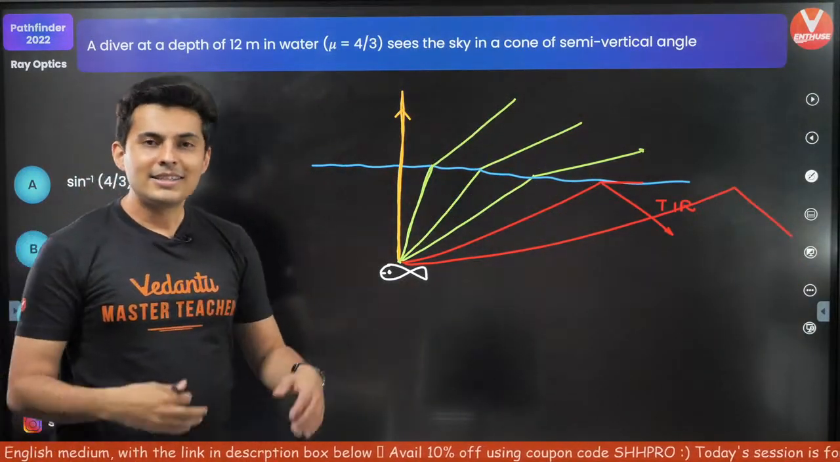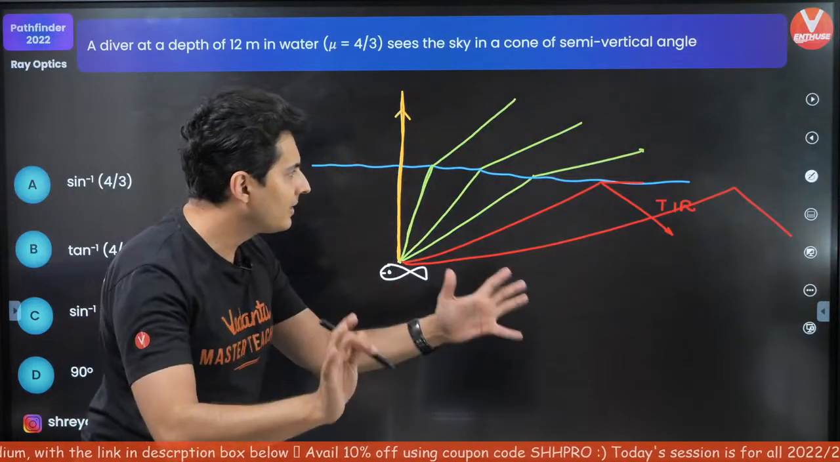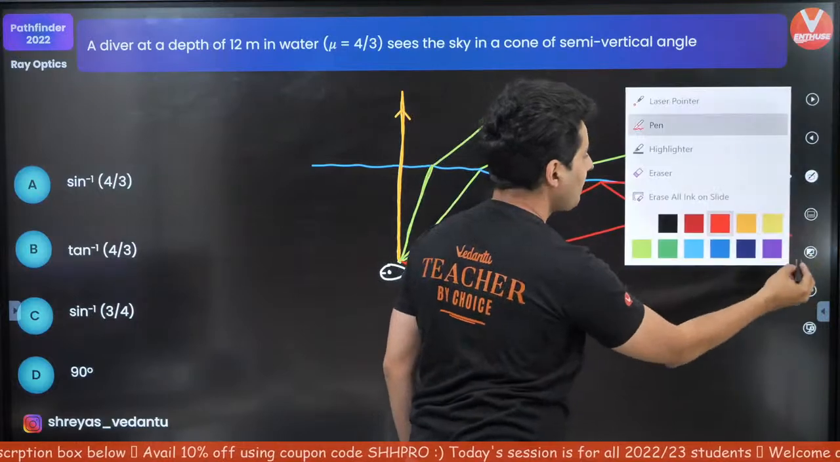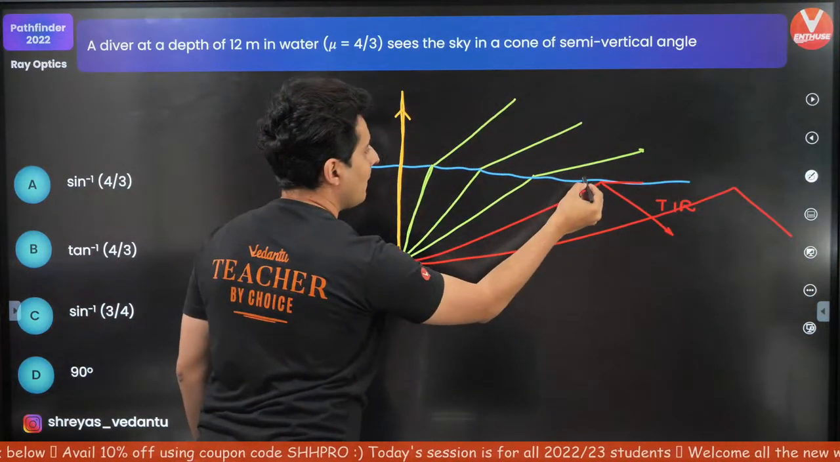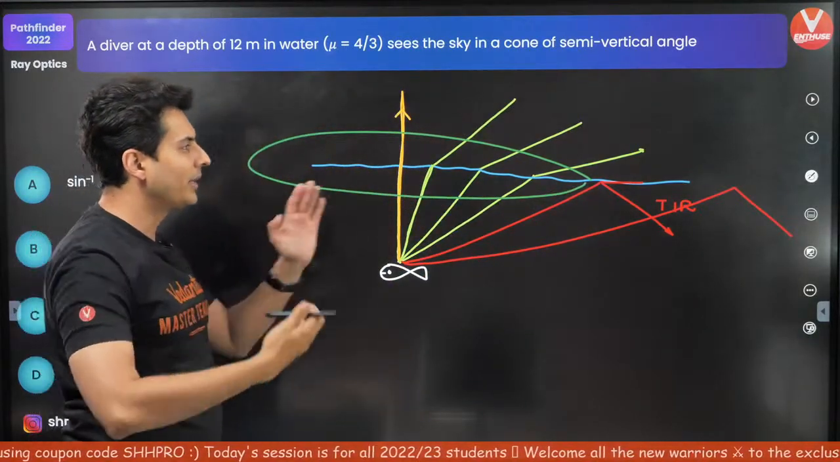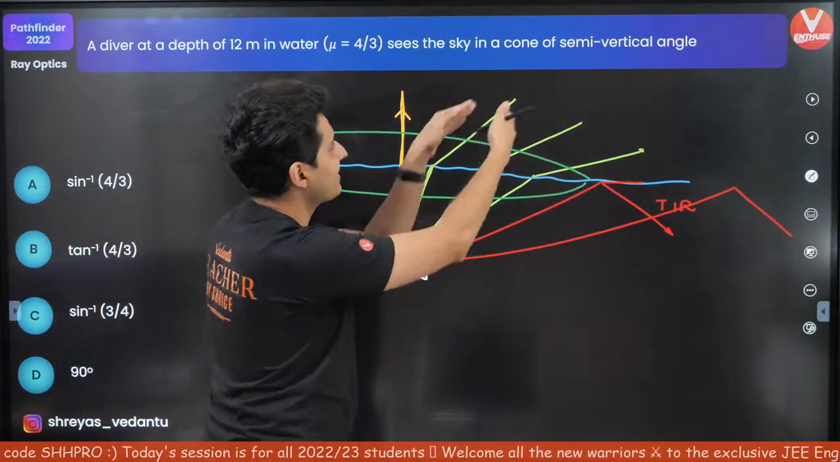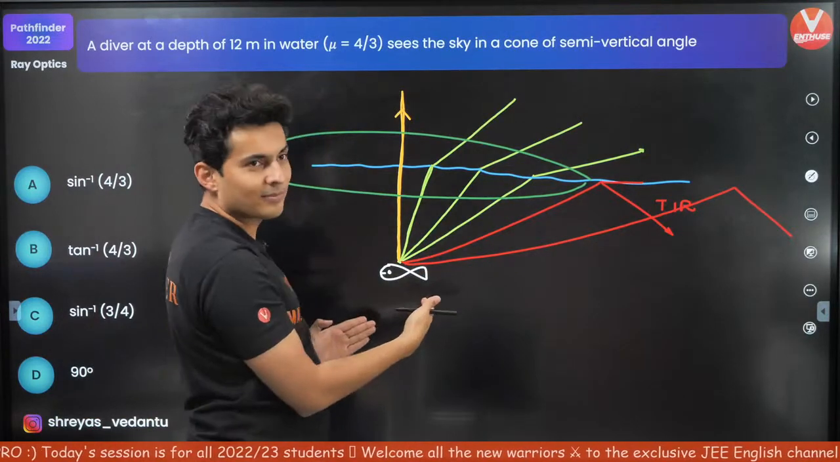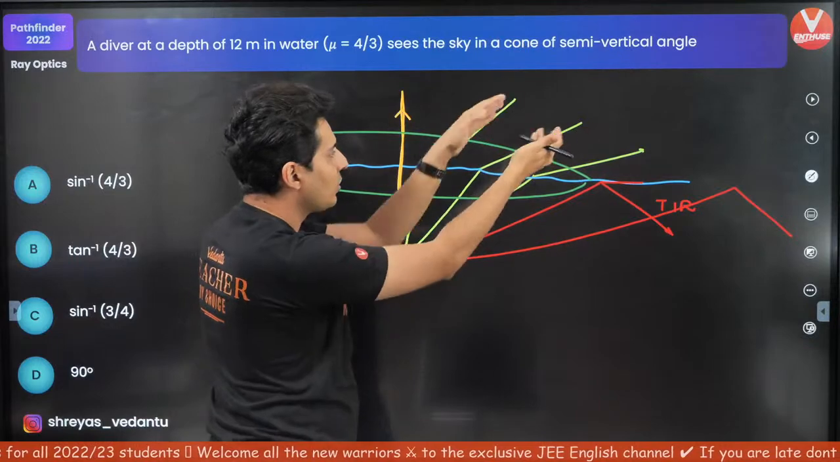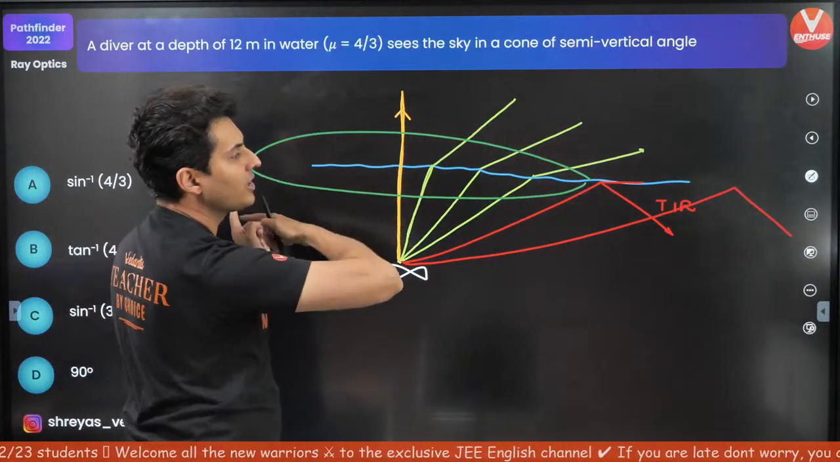That means I only have a particular region over the surface of water through which the light rays can go out or they can enter in. Do you see that, my warriors? The light rays which are coming in or which are going out are only in this circular region.